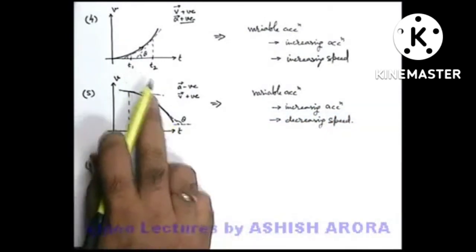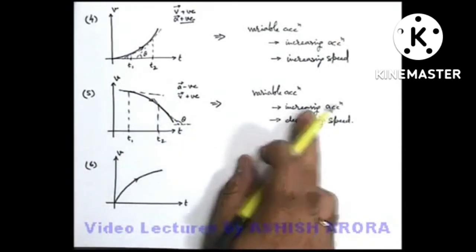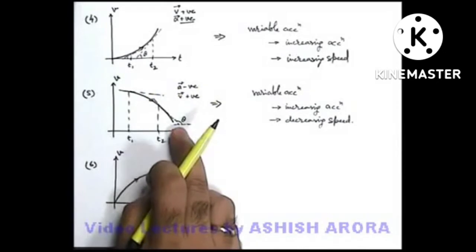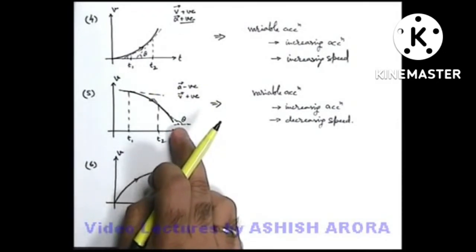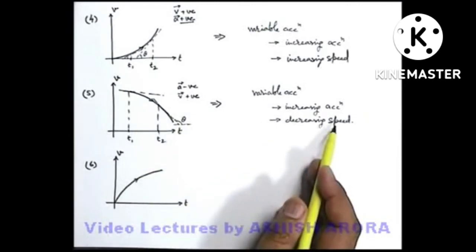Again we must state that the steepness of the tangent, which is representing the acceleration, is increasing, but acceleration is negative because it makes an obtuse angle with the positive direction of the time axis, so it is opposite to velocity. That's why we can say speed is decreasing.